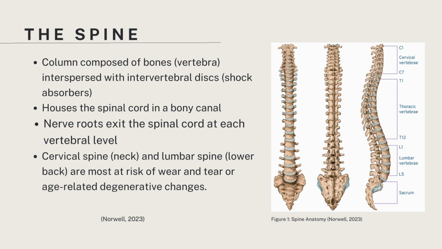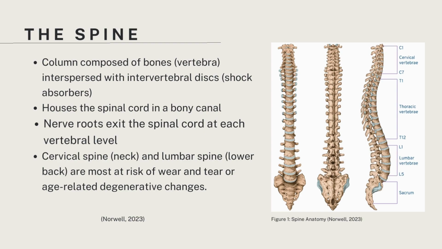The spine is composed of vertebral bones and intervertebral discs that act as shock absorbers. The spinal column houses the spinal cord and protects the nerve roots as the nerves exit the spine. The spine is made up of 3 sections. The cervical spine is the top 7 bones. The thoracic spine is the middle 12 bones. The lumbar spine is the bottom 5 bones. And at the very base of the spine, we have the sacrum, which is the triangular bone that connects to the pelvic bones.